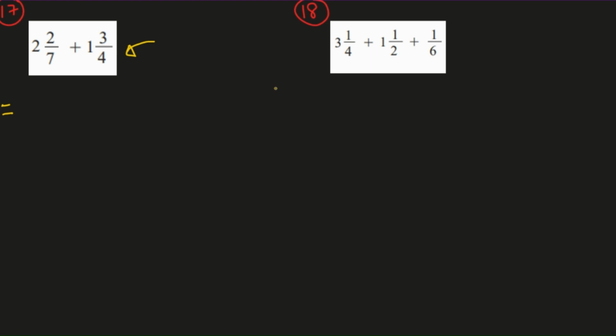Okay, great. Let's convert. You know that 7 into 2, it's 14. 14 plus 2, it's 16. Then 16 upon 7 plus 4 into 1, it's 4. 4 plus 3, it's 7 upon 4. So what happens now? Now the two denominators are different.